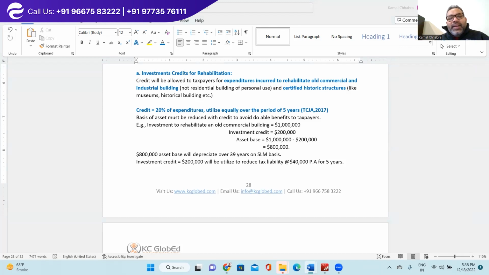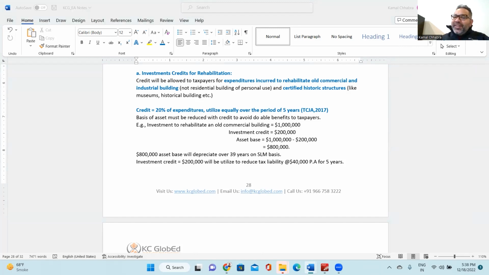So the next thing is the credit. How much tax credit will you receive? That is 20% of the expenditure, utilized equally over a period of 5 years. So whatever your tax credit is, you can avail only 1/5 in a particular year, and you'll be taking the overall credit over the period of 5 years.